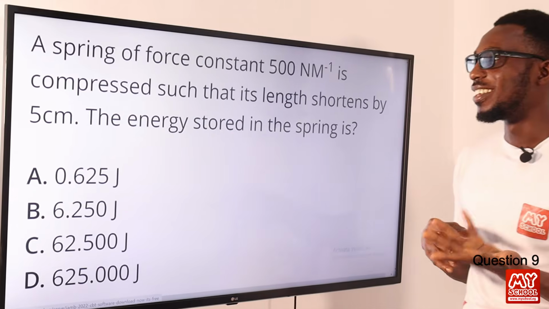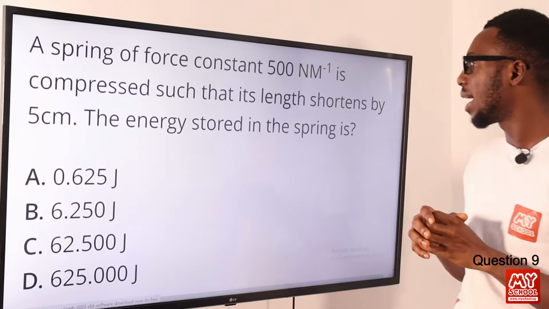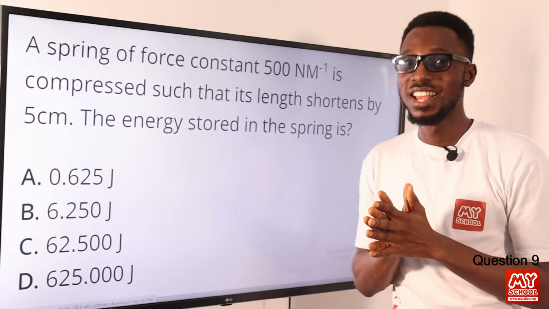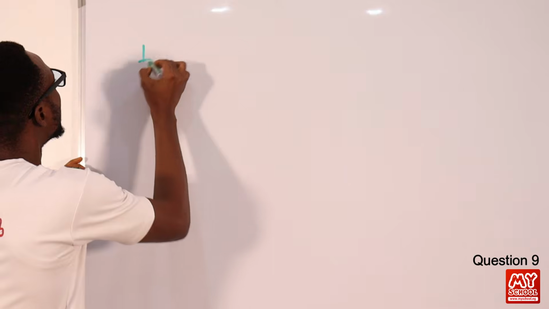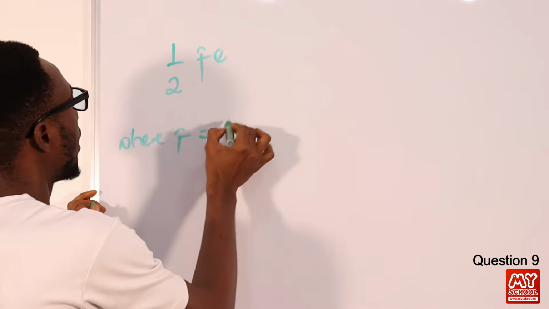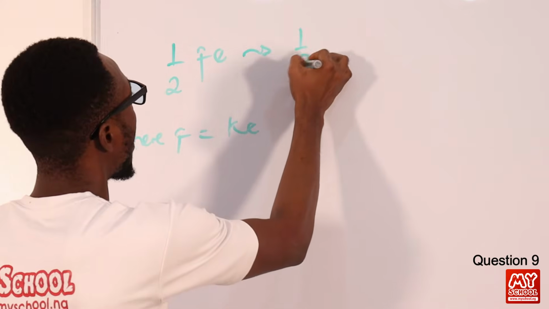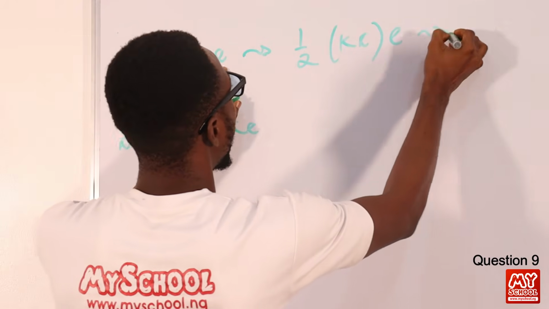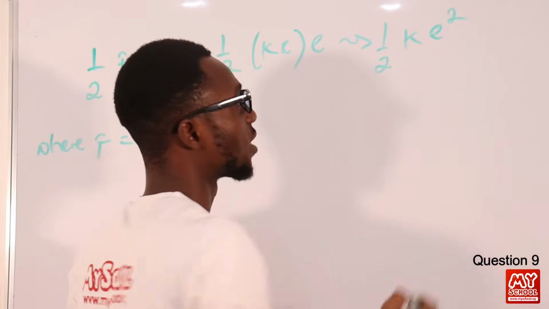Number 9. A spring of force constant 500 newtons per meter is compressed such that its length shortens by 5 centimeters. The energy stored in the spring is what? Very easy. Energy stored in a spring has this formula, half Fe, where F is actually Ke. This is based on Hooke's law. So that implies half Ke times this e here, that will be half Ke times e, Ke squared. So we see the derivation now.